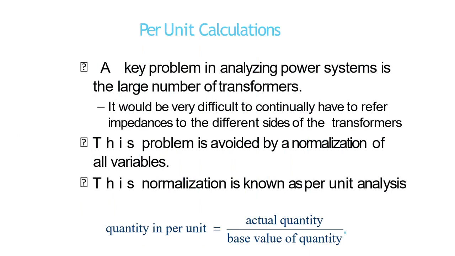Per unit calculations. A key problem in analyzing power system is the large number of transformers. So it is very difficult to continually have to refer impedances to the different sides of transformers. So this problem will be avoided by normalization of all variables. So per unit calculations are more helpful in calculating the values in systems with transformers. Okay students, this normalization is known as per unit analysis. Quantity in per unit is equal to actual quantity by base value of the quantity.